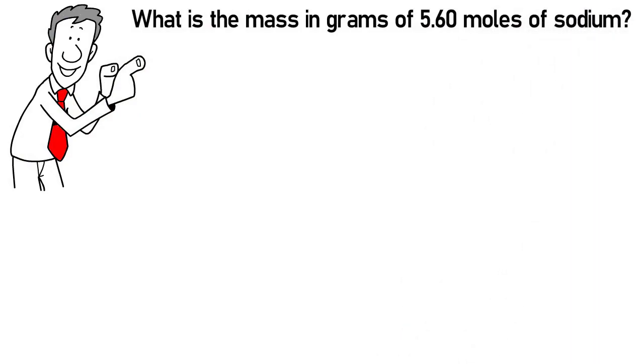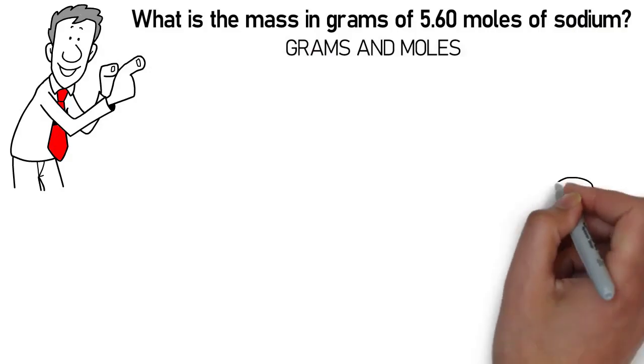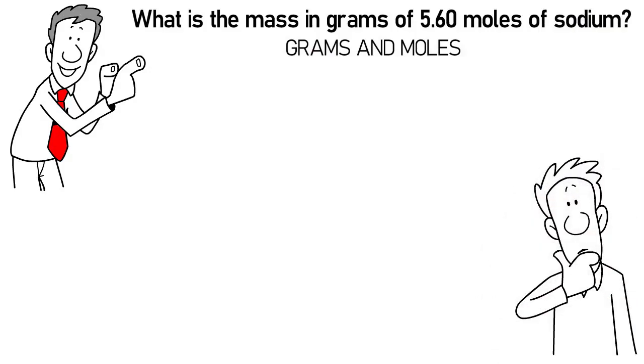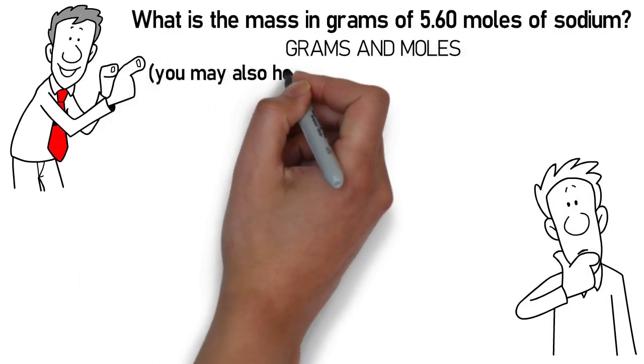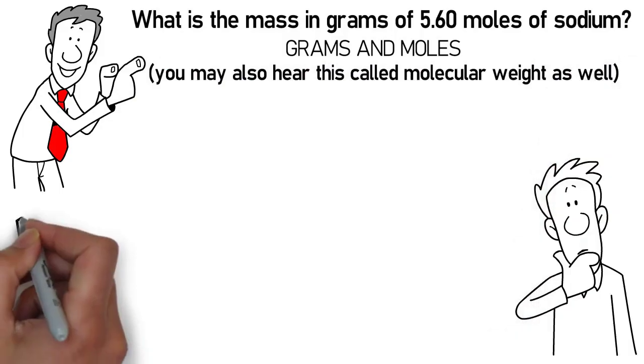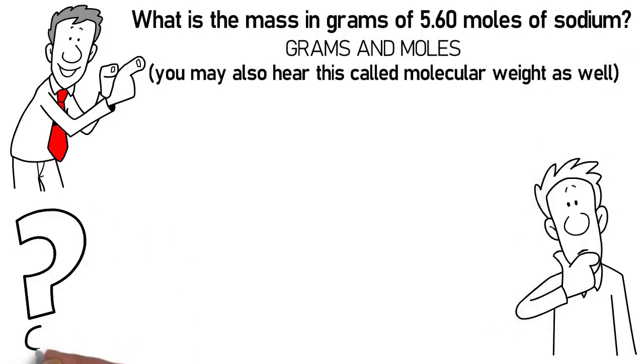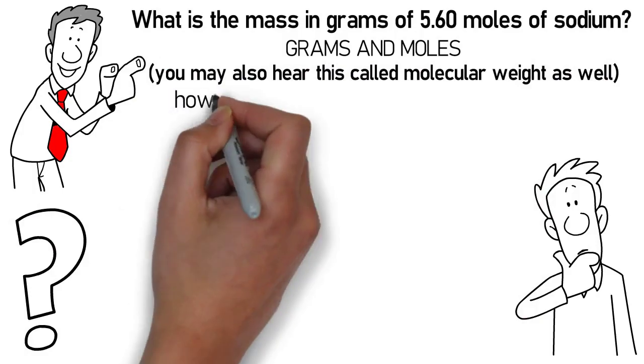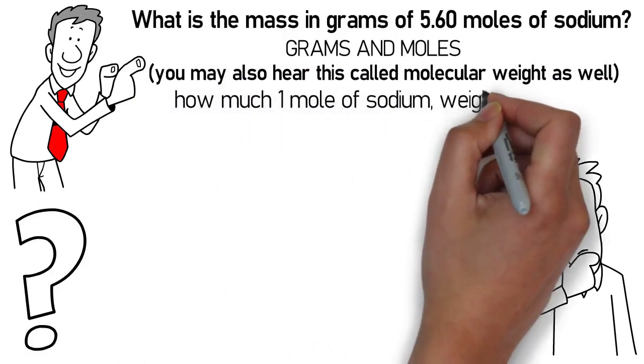In this problem, we are looking at grams and moles. The first thing we need to do is ask ourselves what is the molar mass of sodium? Before we find this, let's review what molar mass, which you may also hear called molecular weight, is. Molar mass tells us how much 1 mole of an element or compound weighs in grams. In our case, it is how much 1 mole of sodium weighs in grams.